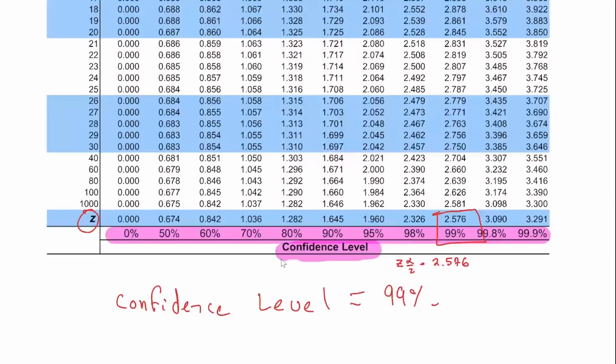What does z represent again? The critical value. Okay. Thanks.